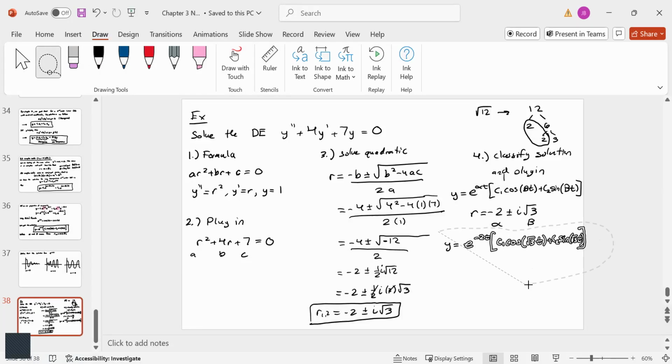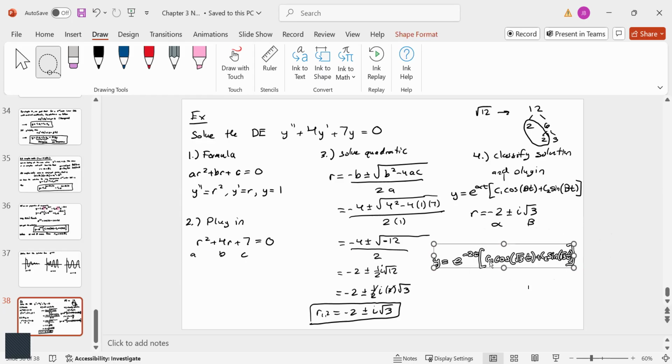If you compare it to the real roots case, you will realize it's not any different. It's just a different formula and just another one that I have to remember. And that's how you do a complex problem.